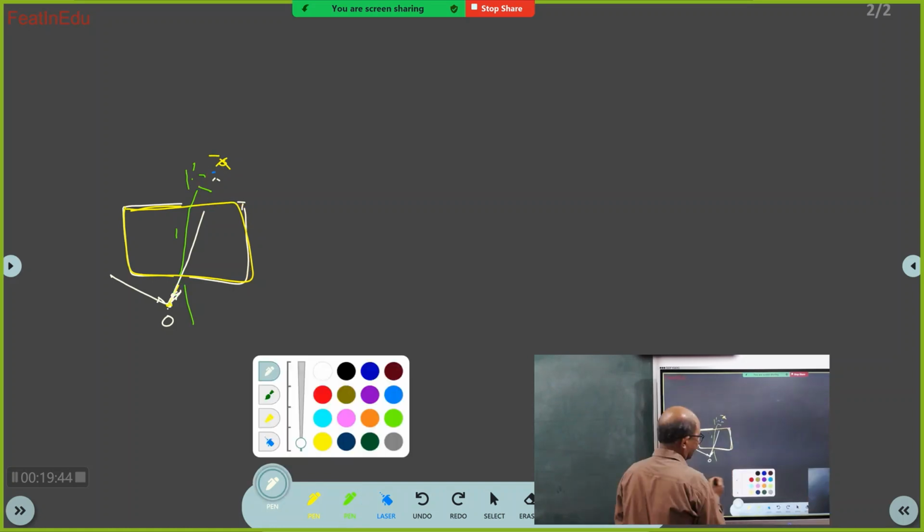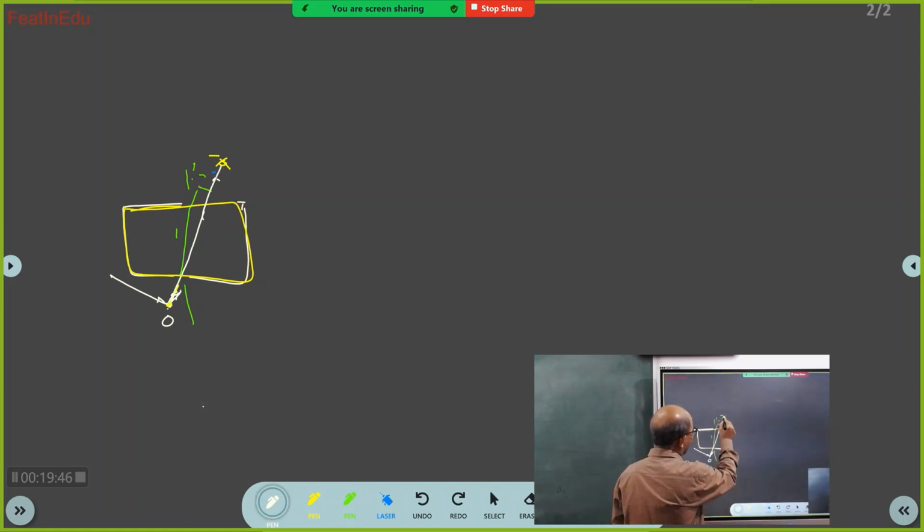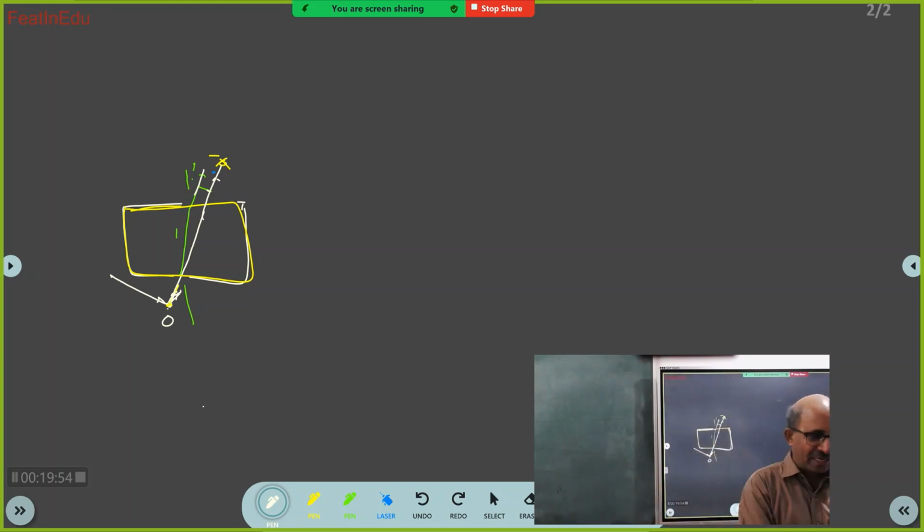So this emergent ray shifted its position from here to here. Right? Emergent ray shifted its position, not the incident. We are conducting an experiment with certain conditions, so we have already drawn the incident, and then with that we are doing. Okay? Any question? Ask now.